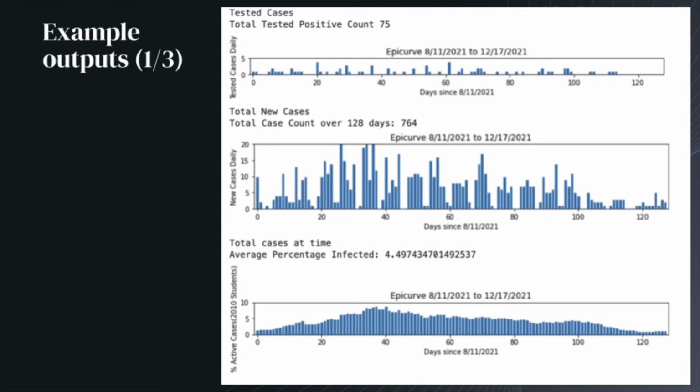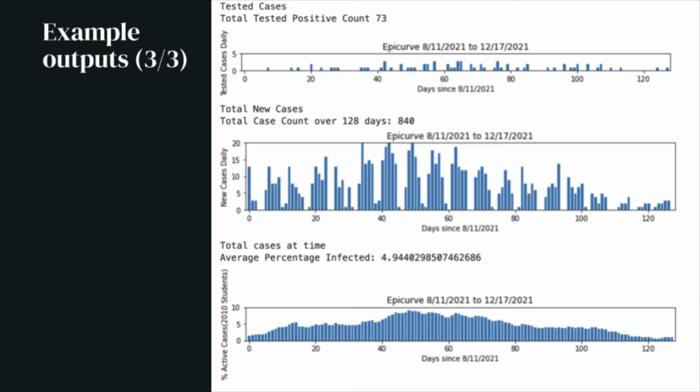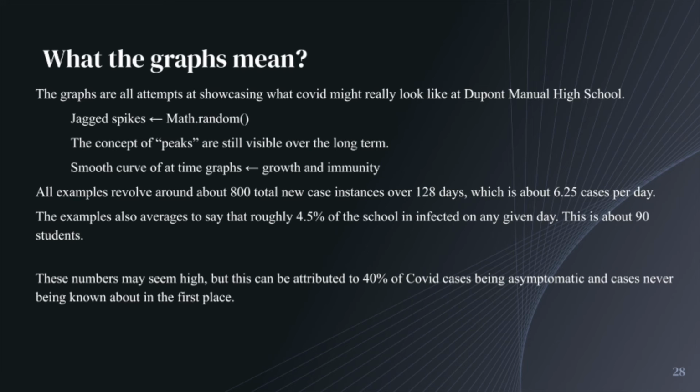According to the perfect set, an average of 6.25 cases of COVID were spread daily, and 4.5% of the school, or 90 students, were infected on any given day. The perfect variable set showed the epidemiological concepts of growth, peaks, and immunity, indicating that the simulation was able to successfully model some disease through some school.